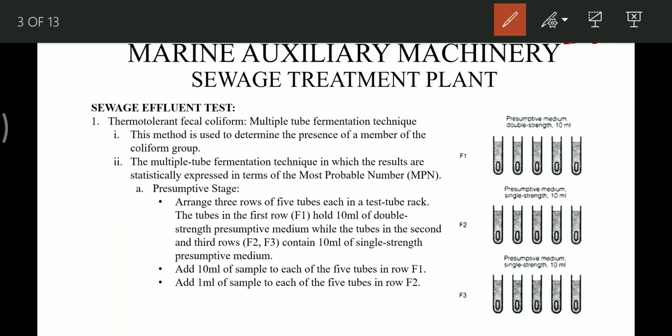The first test, that is the thermotolerant fecal coliform test, is basically carried out in the lab by the multi-tube fermentation technique. This method is used to determine the presence of members of the coliform group. Basically, this test is carried out to find the presence of coliform groups, and the results are expressed in terms of most probable number. This is the unit in which the result of this test is given.